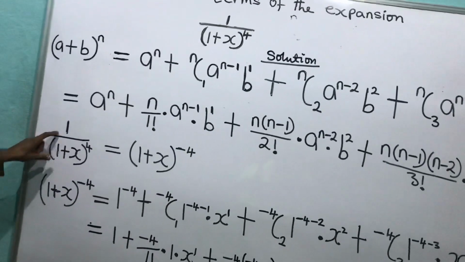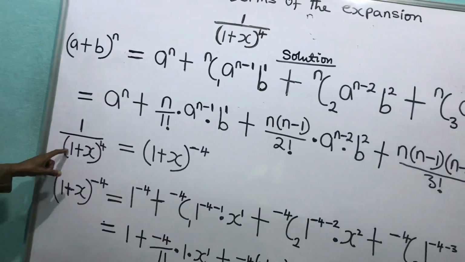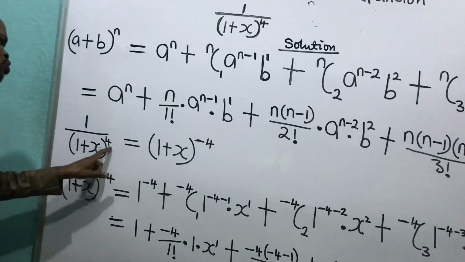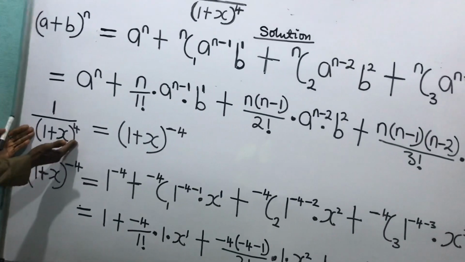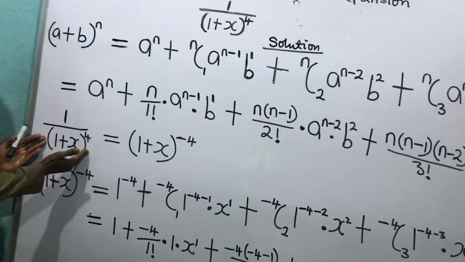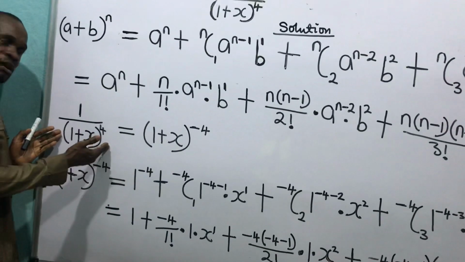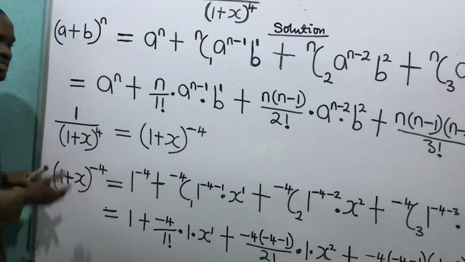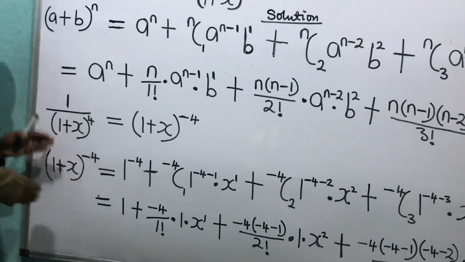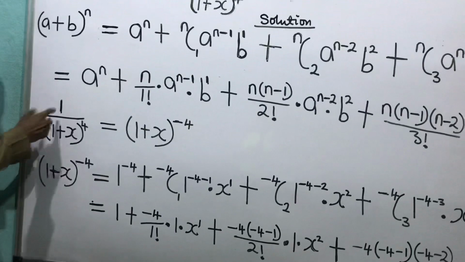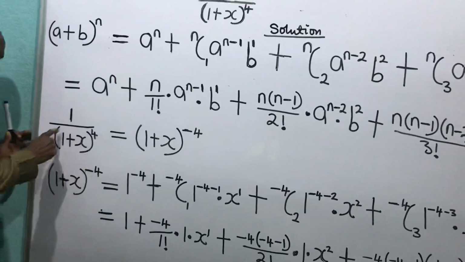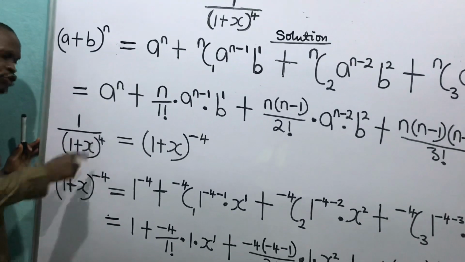Then now, coming back to the question they gave me: 1 over 1 plus x all raised to power 4. This question is not in a binomial formula format. I'm going to convert it to binomial format. Look at what they gave me: 1 all over 1 plus x all raised to power 4.